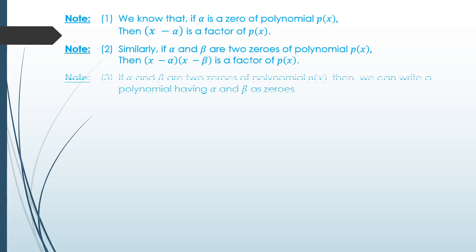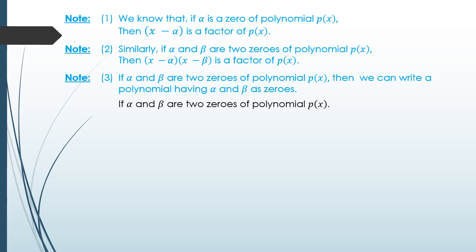So let us see note number 3. If alpha and beta are the two zeros of a polynomial p of x, then we can write a polynomial having alpha and beta as zeros, right? So let us see the method. How can we do this, right? So let us start. If alpha and beta are the zeros of the polynomial p of x, then the next step we can write is x minus alpha into x minus beta is a factor of p of x, right?